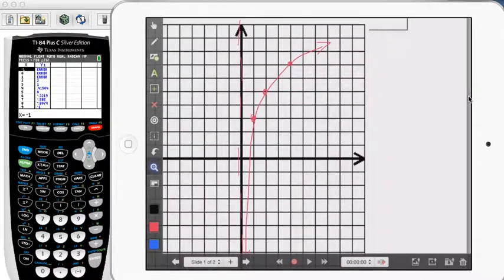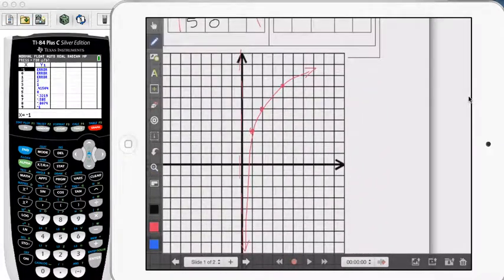I'm going to show it with a different color, so I'm going to use the blue. So x equals 1 would be my vertical asymptote. Let's plot the points, which are (2, 2), and (3, 1), and (5, 0).